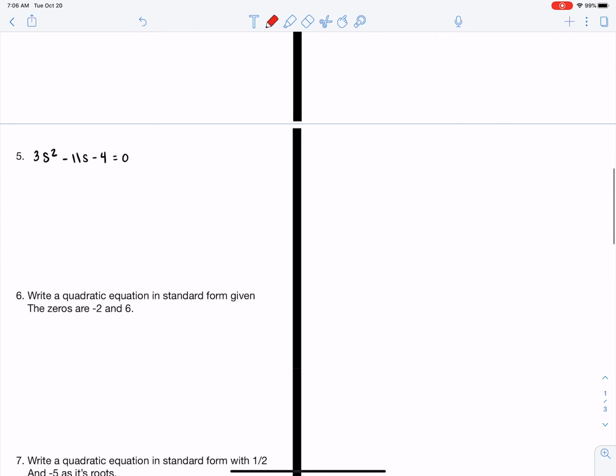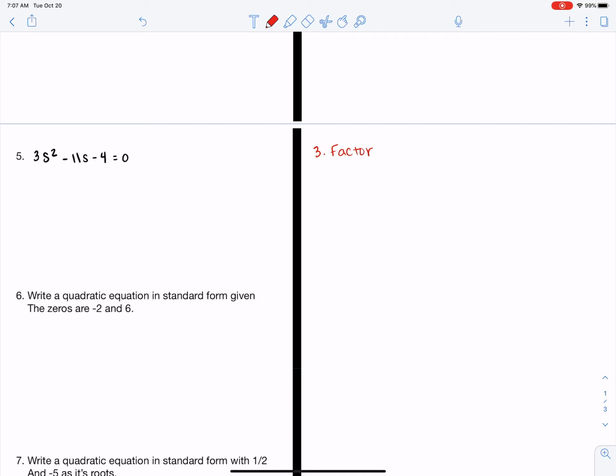Step 1, solve for 0. Done. Step 2, find a greatest common factor. 3, 11, and 4. Nothing in common. Make sure you look at the odd answers today because there are some more examples of when there is a greatest common factor to pull out of the trinomial. So don't ignore the odd answers that I did in your assignment, okay? Step 3, we're going to factor.